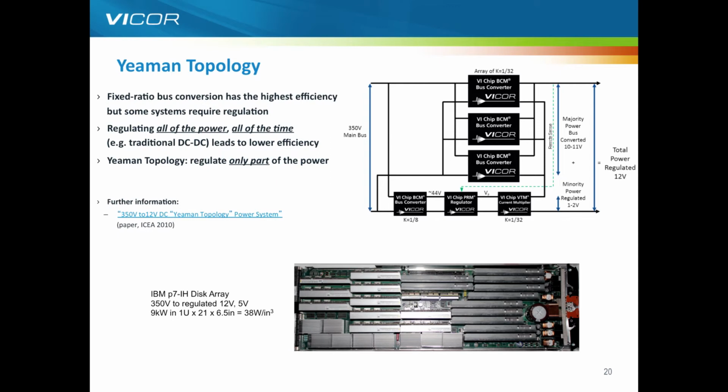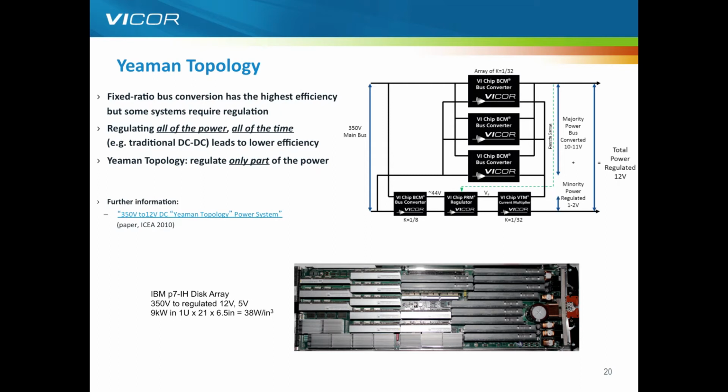In this case, we're paralleling some big bus converters to go from 350 down to maybe 10 or 11 volts. Remember, that's a fixed ratio, unregulated converter. But we are stacking on top of that a regulating voltage. So here you can see that the mass of power, or the majority of power, is bus converted down to 10 or 11 volts. But then a much smaller set of it, the minority, is truly regulated. But by stacking those outputs, we have a total regulated output. So we have very high efficiency through those bus converters, and then we only regulate enough power to get the regulated output.